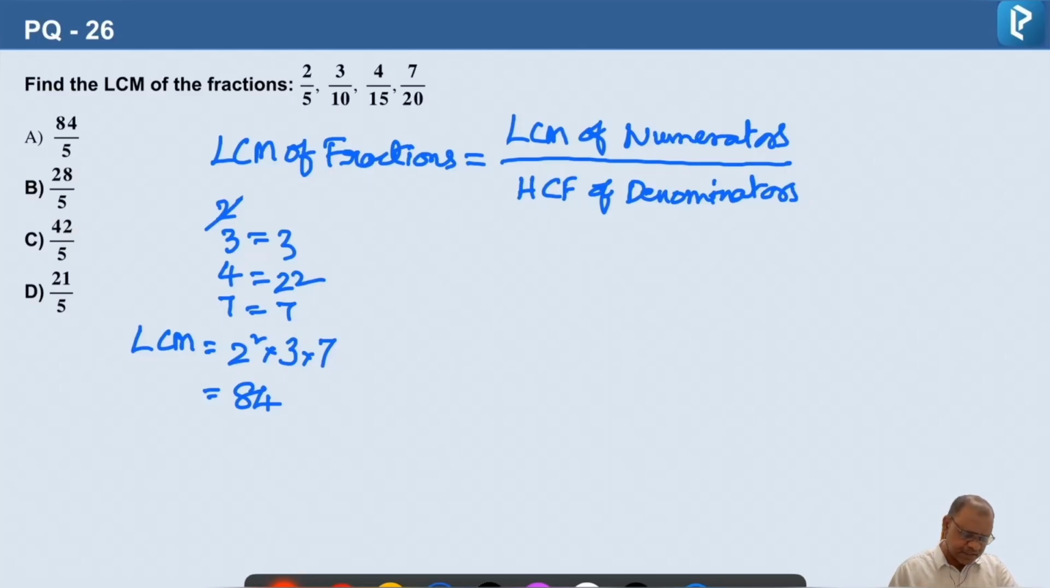And for the HCF, let us use the division method. It is obvious here that for all 4 denominators, 5, 10, 15 and 20, the highest common factor is 5. So you can directly write: 84 is the LCM of the numerators and the HCF of the denominators is 5. All the numbers are divisible by 5, and that is the highest number. So option A is the correct answer.